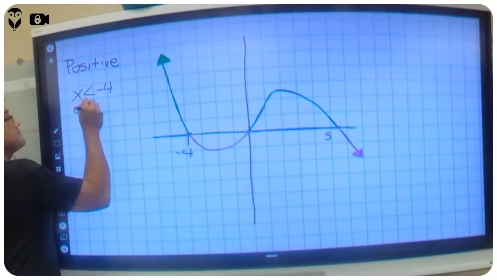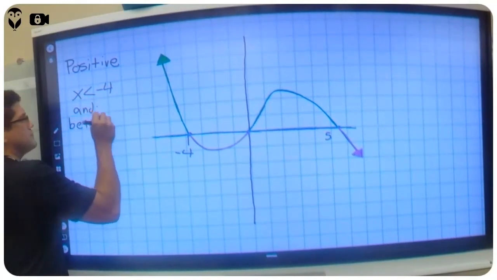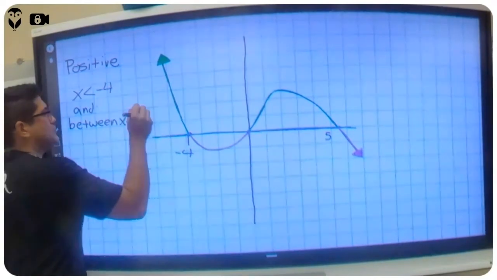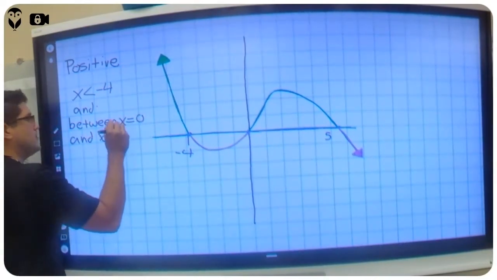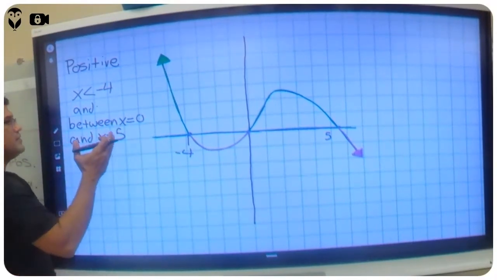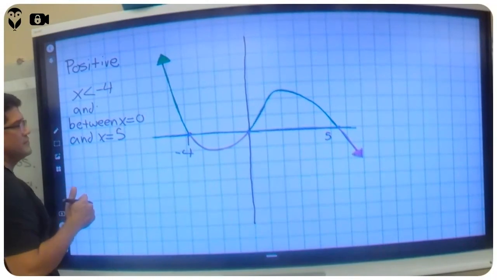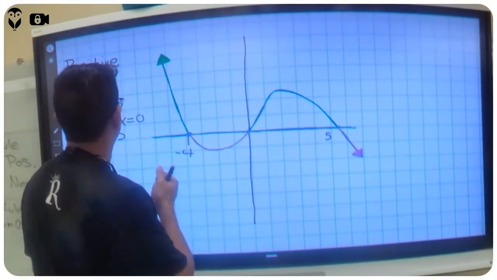And between X equals 0 and X equals 5. Okay? X equals 0 and X equals 5. All right, pretty good.